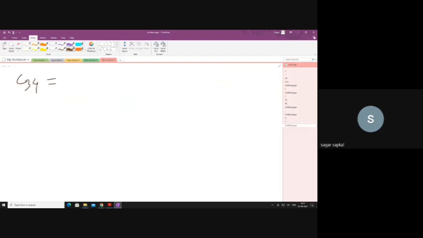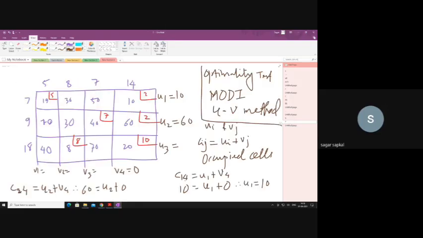Okay. Similarly, C34 is equal to what? Tell me. Is it U3 plus V4? Yes or no? Yes, sir. Okay. So what is C34? 20 is equal to U3 plus 0. So how much is U3? U3 is 20.